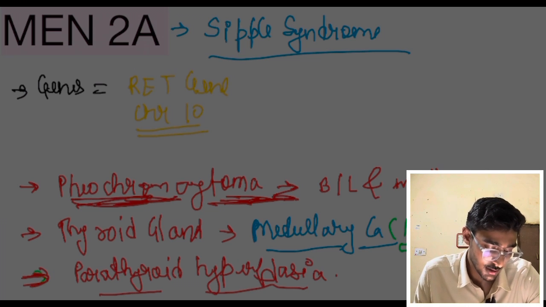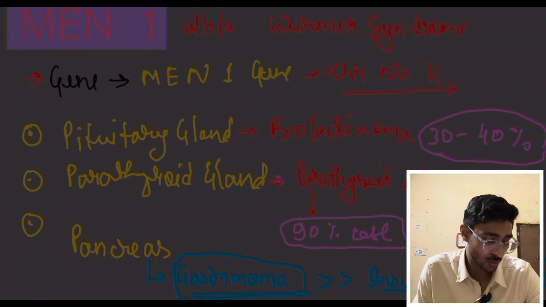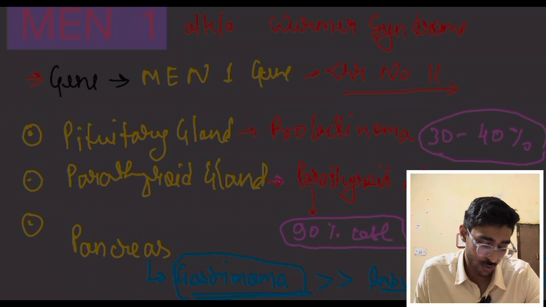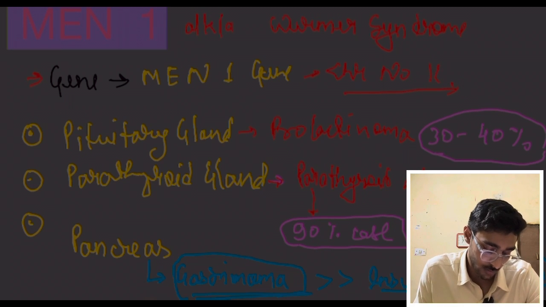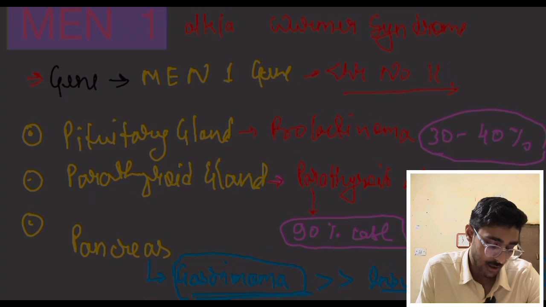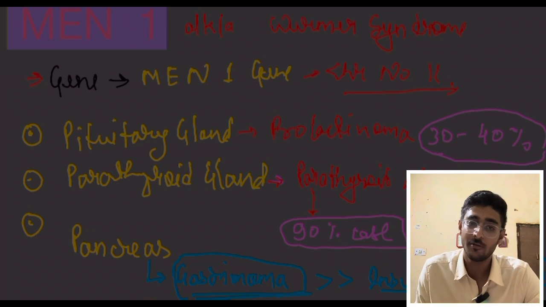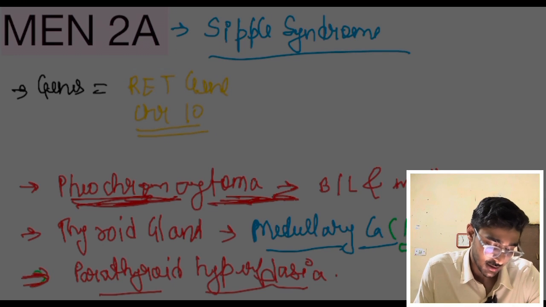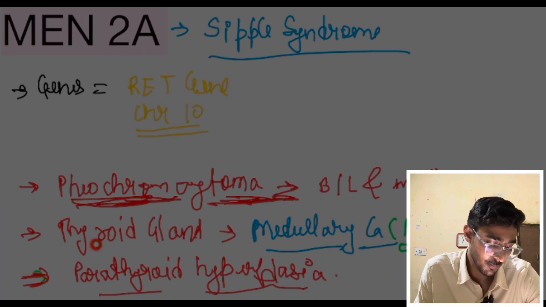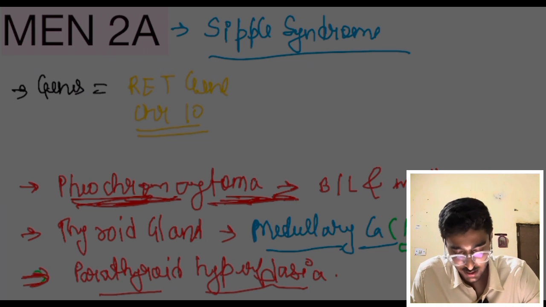Okay, guys. So let's again go through the slide of MEN 1 syndrome so we can compare it with MEN 2A syndrome. See, pituitary gland, parathyroid gland, and pancreas were involved in MEN 1, and the adrenal glands as pheochromocytoma, and thyroid gland and parathyroid gland are involved in MEN 2A syndrome.